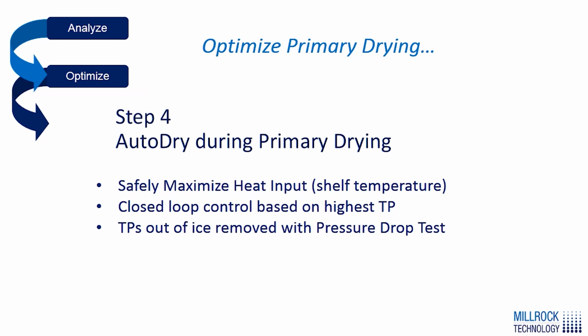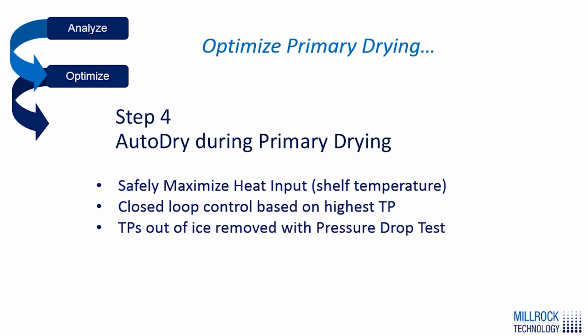So the theory that auto-dry uses is that early in primary drying, where you have no cake resistance built up, is when you can more safely maximize the heat input or shelf temperature to your product. Later on in the cycle, once you start building up a cake resistance, that's going to start raising your product temperature and raising the effective pressure at the sublimation interface. That's when you want to then reduce your shelf temperature to keep your product safe.